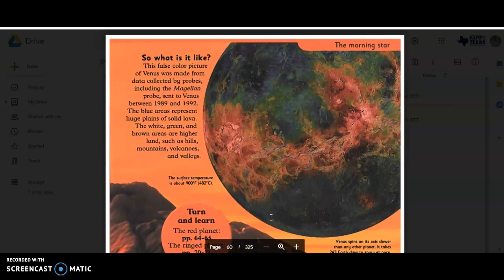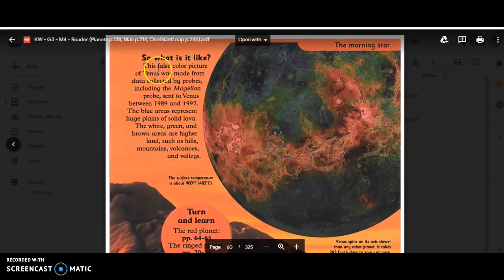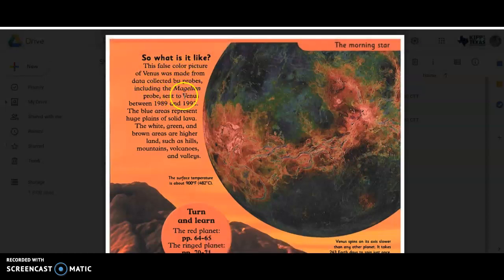Okay, now I'm going to move on to reading page 59, starting with the subheading, So what is it like? This false color picture of Venus was made from data collected by probes, including the Magellan probe sent to Venus between 1989 and 1992. The blue areas represent huge plains of solid lava. The white, green, and brown areas are higher lands such as hills, mountains, volcanoes, and valleys.